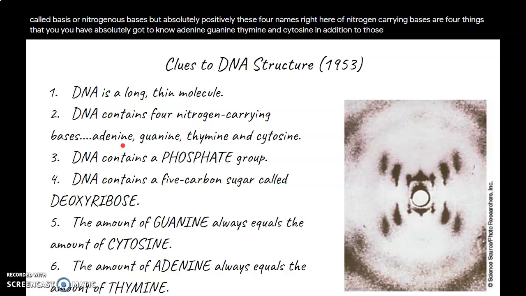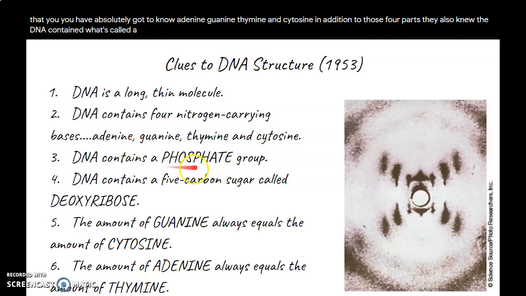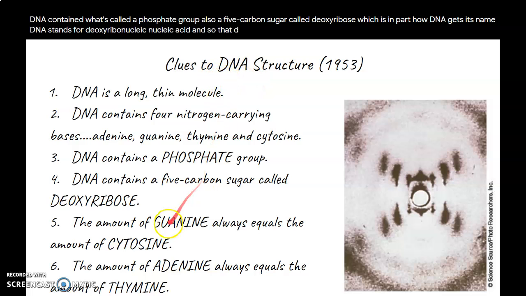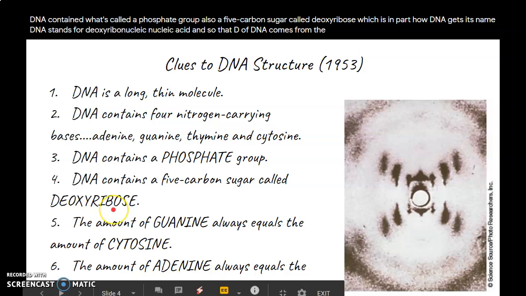In addition to those 4 parts, they also knew that DNA contained what's called a phosphate group, also a 5-carbon sugar called deoxyribose, which is in part how DNA gets its name. DNA stands for deoxyribonucleic acid, and so that D of DNA comes from the sugar that composes it.